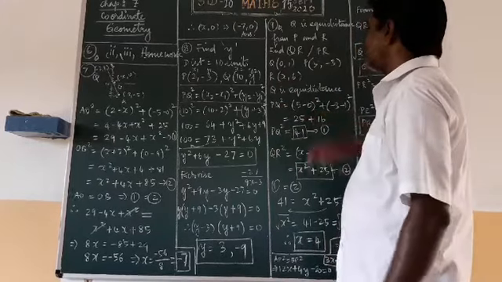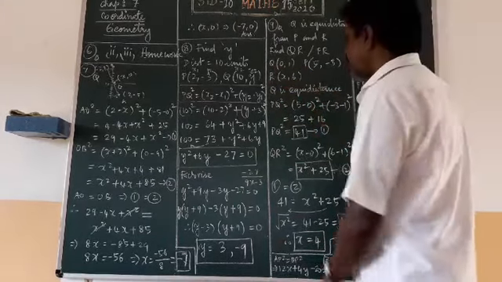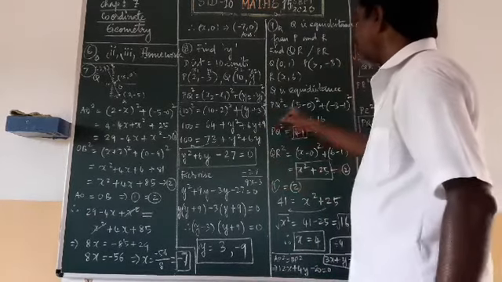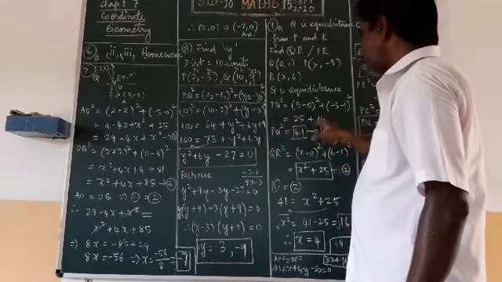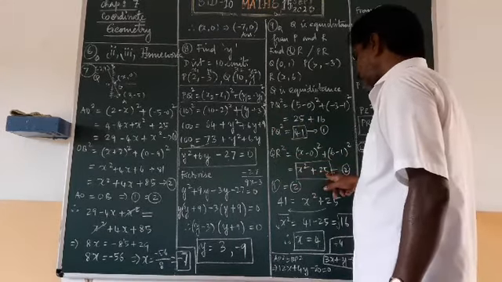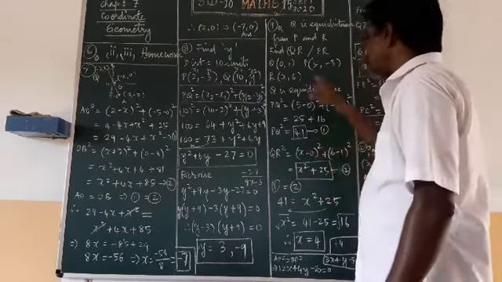Q is equidistant. That means what? QP and QR should be equal. That means PQ square I am taking, QR square I am finding. PQ square I am finding, I am getting 41. And QR square I am finding, x square plus 25. Both results should be equal because it is equidistant.